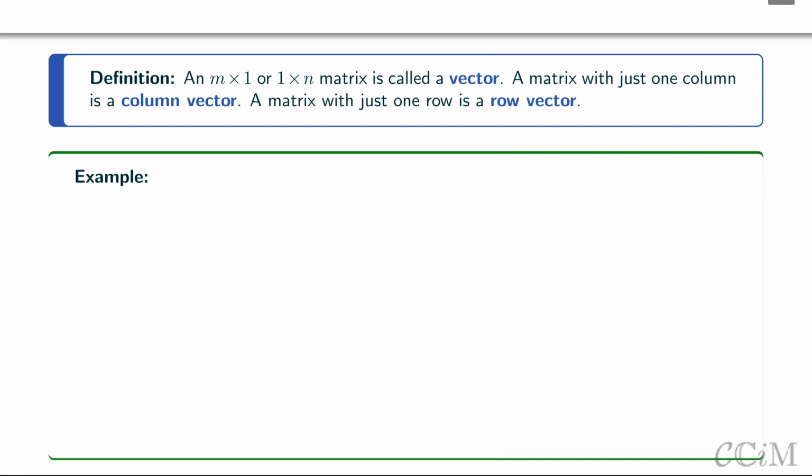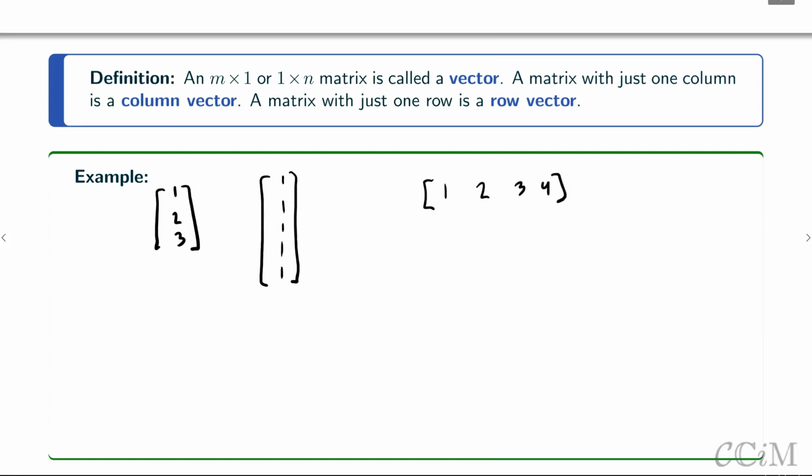If it's just a column, we call it a column vector. If it's just a single row, we call it a row vector. So for example, here's a few column vectors. 1, 2, 3 would be a 3 by 1 column vector. I could have a longer one. Here I have a vector of 5 ones, which is a 5 by 1 column vector. We could also have some row vectors, so for example 1, 2, 3, 4 would be a 1 by 4 row vector. I could also have a smaller one if I had 0, 1. That would be a 1 by 2 row vector.